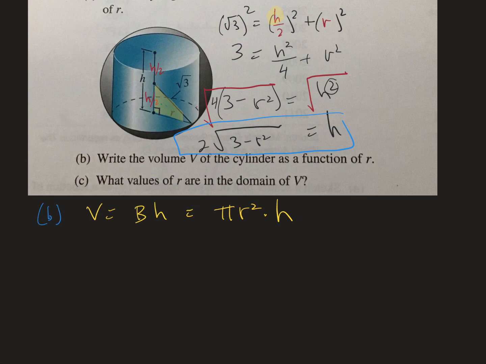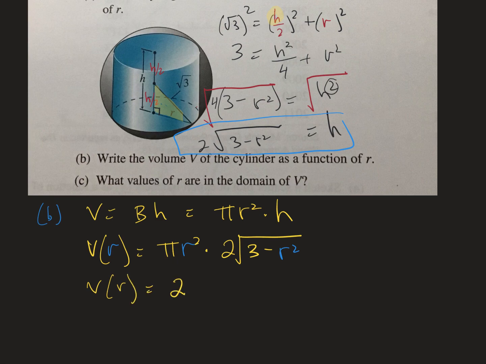Here we go. The volume as a function of the independent variable r is equal to pi r squared multiplied by h, which is 2 times this root. And it's fine to write it exactly like that, or if you prefer, we like to have those integer coefficients up front. So 2 pi r squared times the square root of 3 minus r squared, so that v is clearly a function of r. Alright, that's it for that part. Now let's take a look at part C.